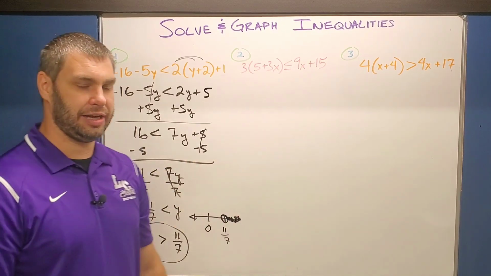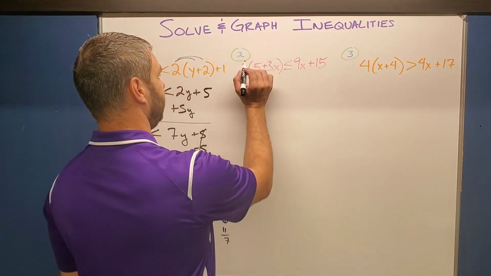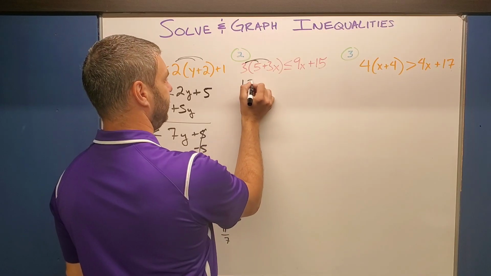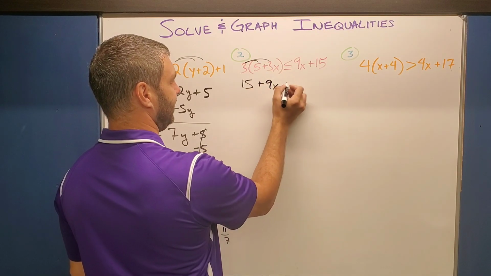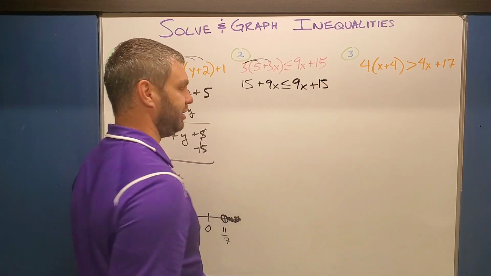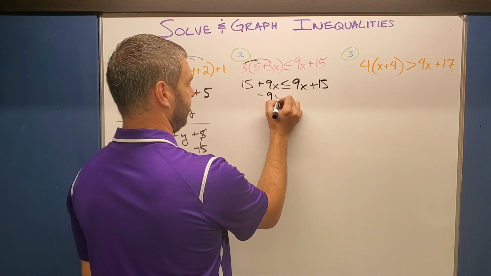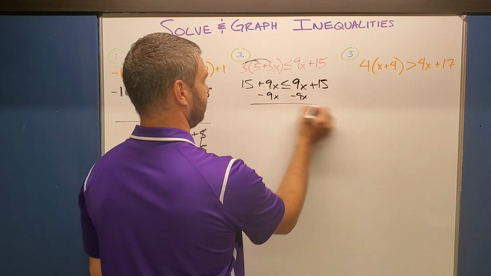Right, these next two kind of have those interesting solutions that I talked about at the beginning. Let's try them. Again, we have to distribute here and get 15 plus 9x is less than or equal to 9x plus 15. You can kind of see where this is going, I think. Hopefully. Nothing I can combine, so I'm just going to move the 9x over.